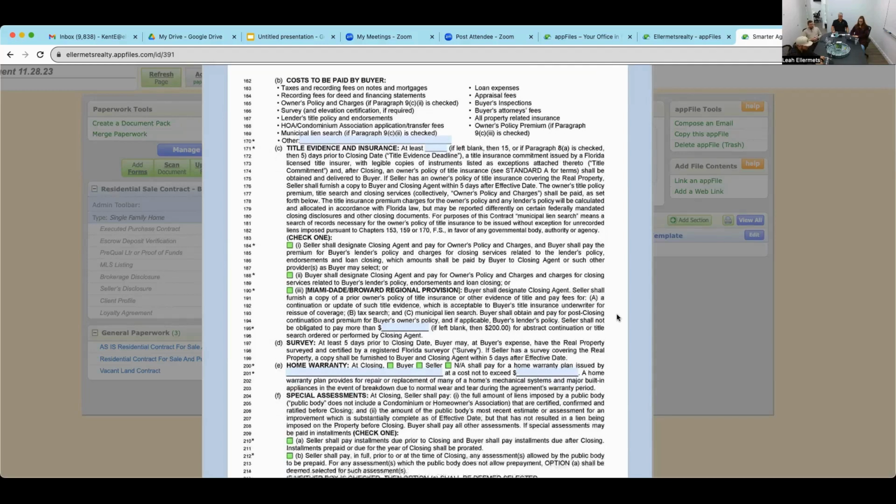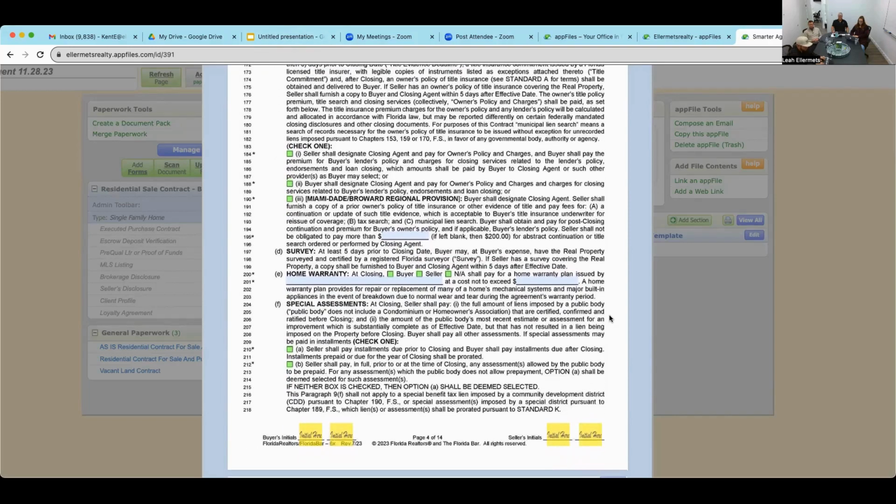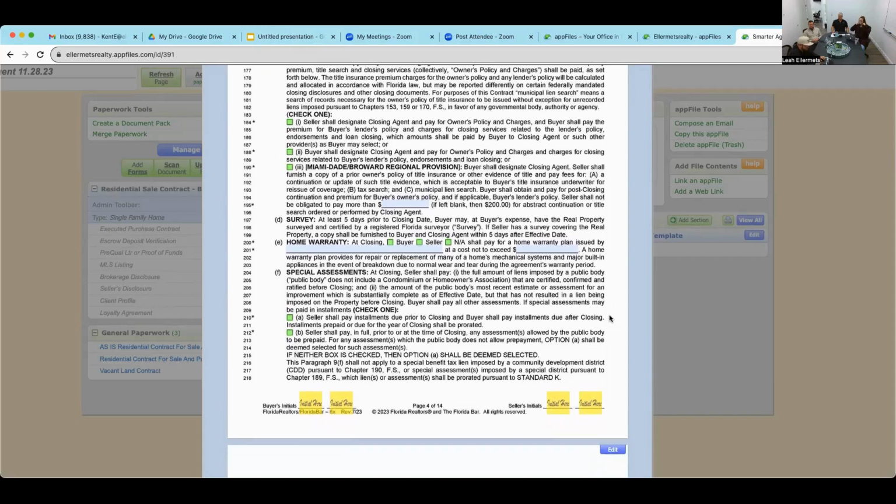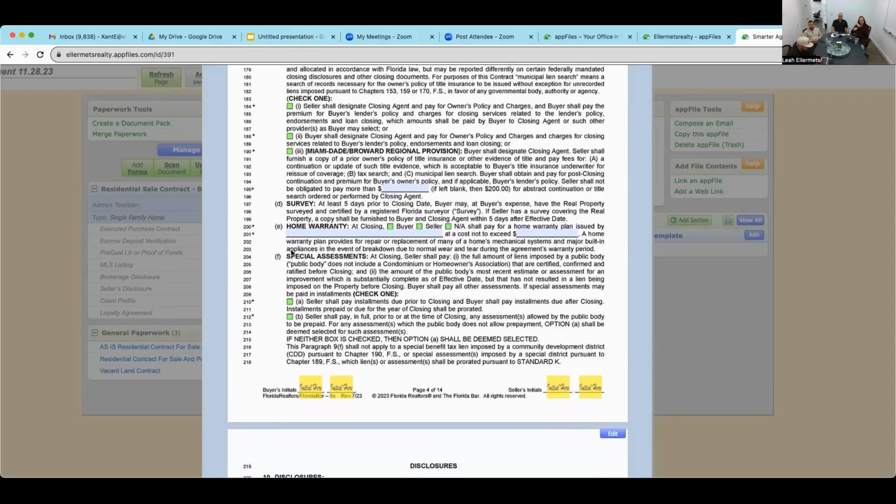Then we get down into everything from what's paid by the buyer, what's paid by the seller up above, title evidence, closing agents. That's the same as an as-is contract. Back to the home warranties. Guys, if you're doing the above things and there's issues, get a home warranty and ask the seller to pay for it.